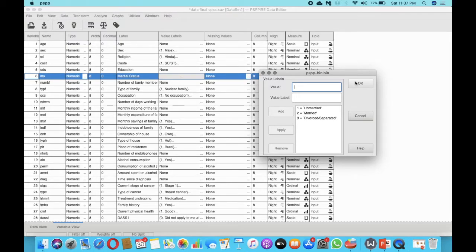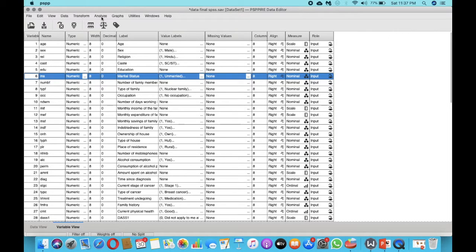The depression score is continuous in nature. While the marital status is a categorical variable, the depression score that we're going to use is continuous in nature. It's running numbers. So let's go and perform the ANOVA test, the one-way analysis of variance.